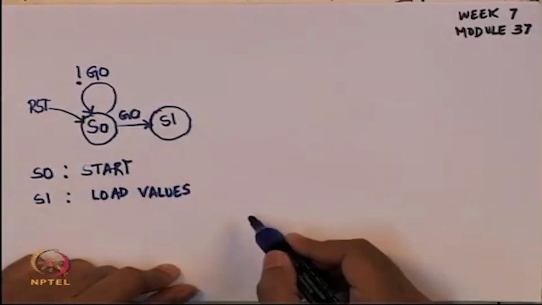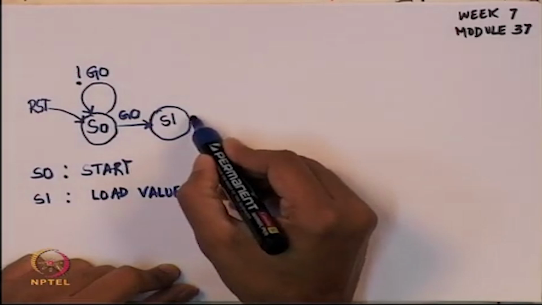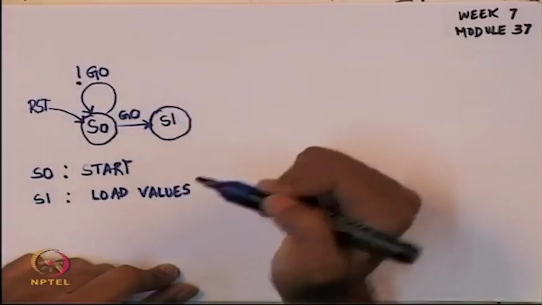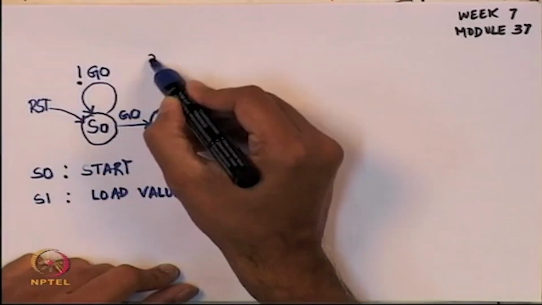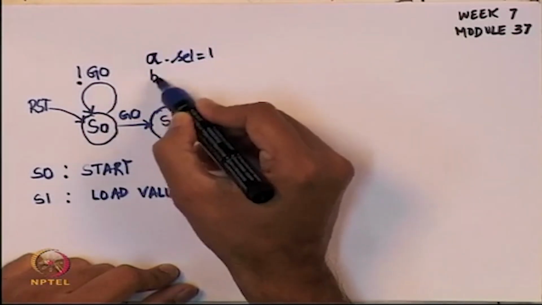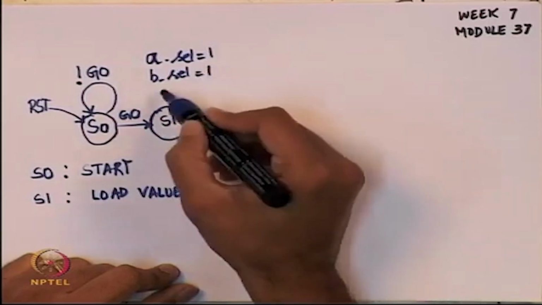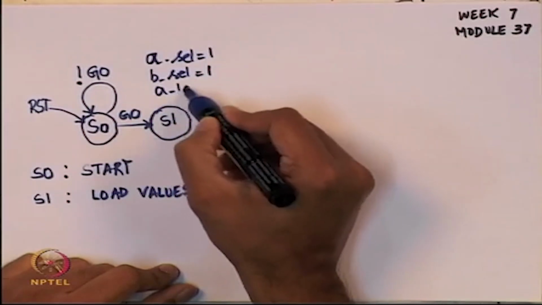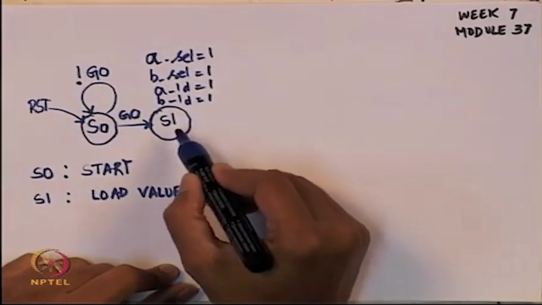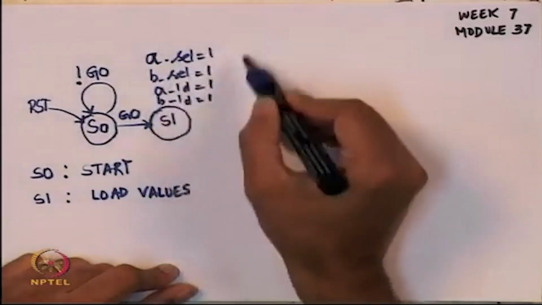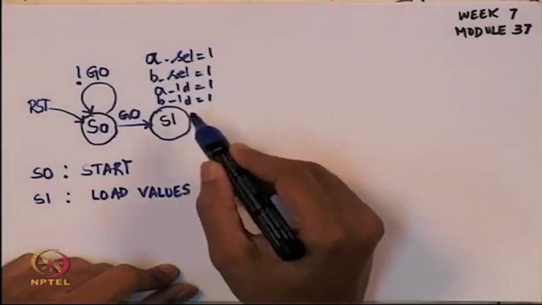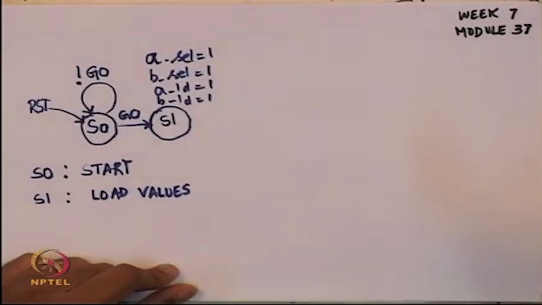So, S1 is supposed to be that, and when S1 happens, what I am supposed to do is I am going to turn on several control signals. What are the different control signals? We know that the A select must be equal to 1, B select must be equal to 1, then we have A load equal to 1 and B load equal to 1. So, once I am in this state S1, I am supposed to turn on all these different values, and once these are there, now the data path will have the values A and B.